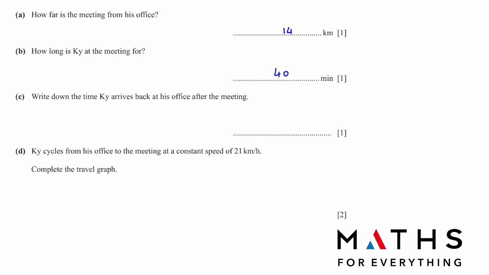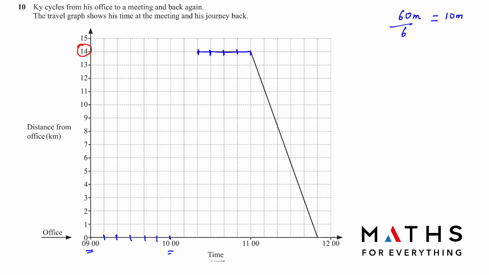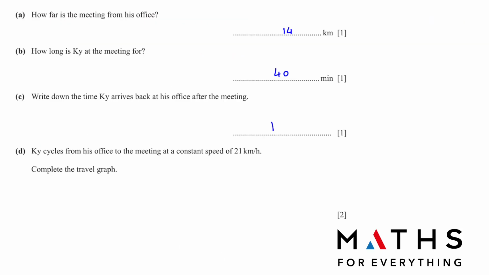Write down the time Kai arrives back at his office after the meeting. He arrives here. This is 11. 11, 10, 20, 30, 40, 50. So 11:50, he arrives at the office.